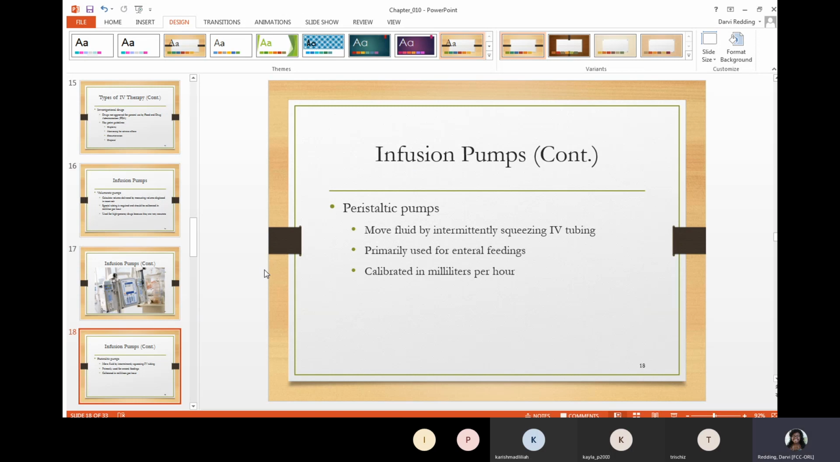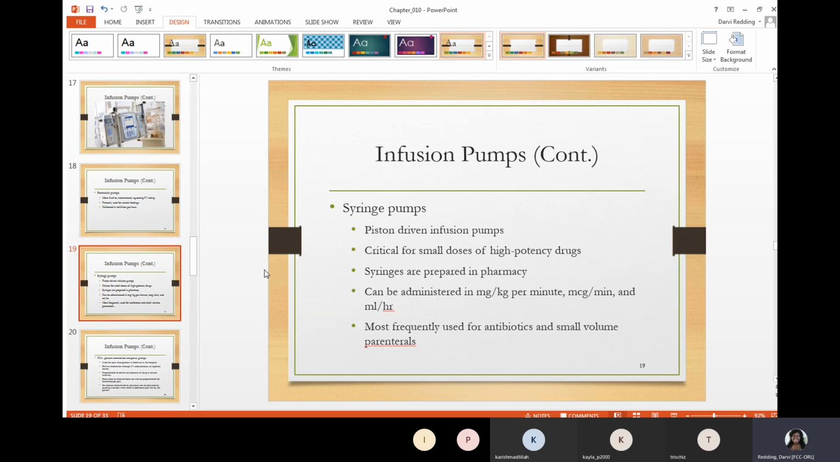So now that we've talked about the peristaltic pump, we'll next learn about the syringe pump. Now with the syringe pump, the piston-driven infusion pump, that's also what it has, and it's critical for small doses of high potency drugs. The syringes are actually prepared in the pharmacy, so the medicine is filled in the syringe in the pharmacy, and then it can be administered in a small volume parenteral, better known as an SVP.